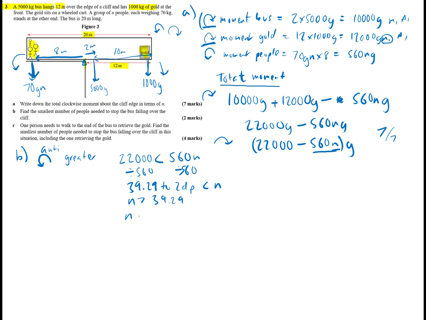So n needs to be 40, right? So the anti-clockwise moment is more, and the bus stays on the cliff. So we need 40 people. That's B done. Now we have C.